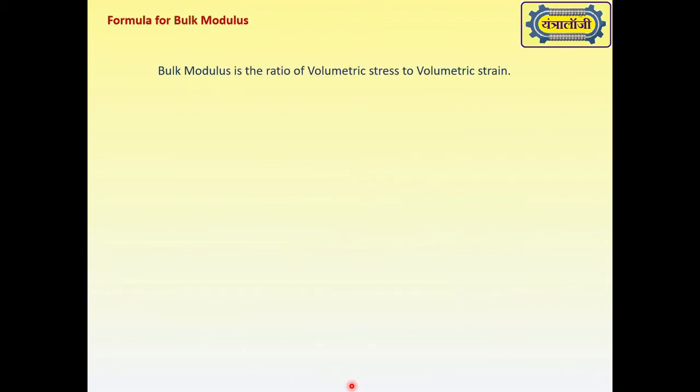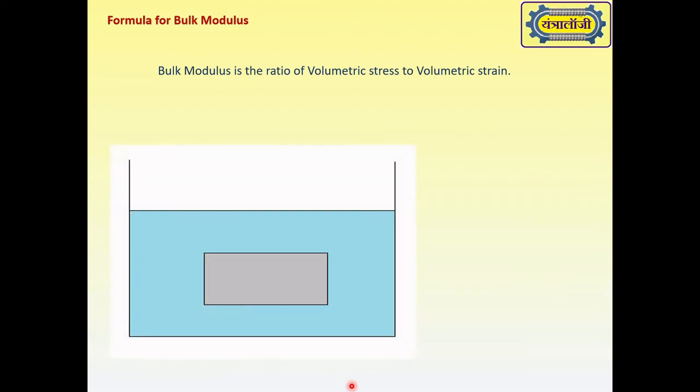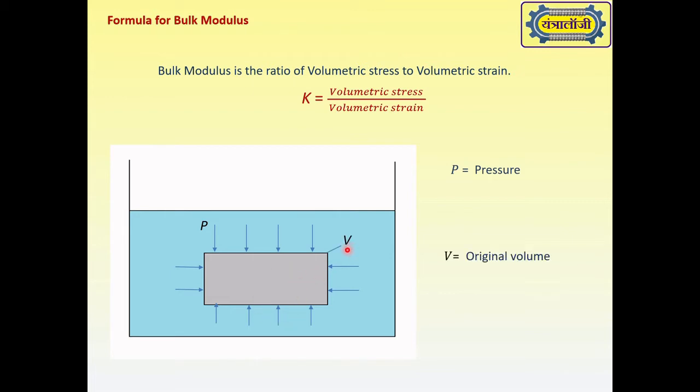Formula for bulk modulus. As we know, the bulk modulus is the ratio of volumetric stress to the volumetric strain. Consider a body submerged in water experiencing a hydraulic pressure P from all the sides, and the body was having the original volume V, and because of the hydraulic compression from all sides, the volume changed by dV and final volume became V minus dV.